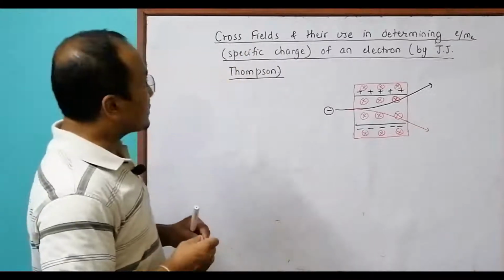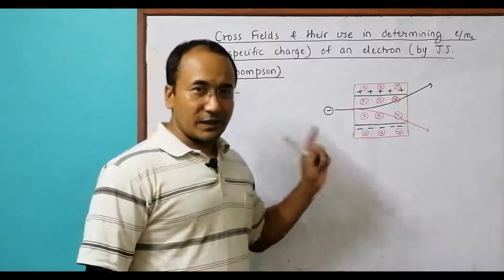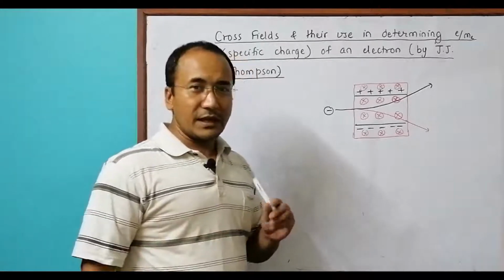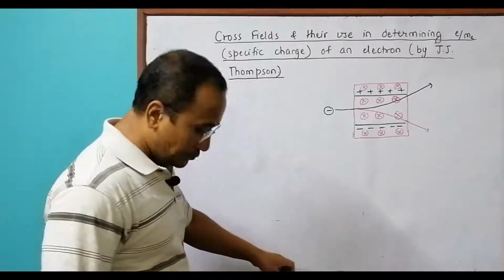So Mr. Thomson did this thing for electrons. He used electrons and found a value for this e/m_e. So these are the crossed fields.